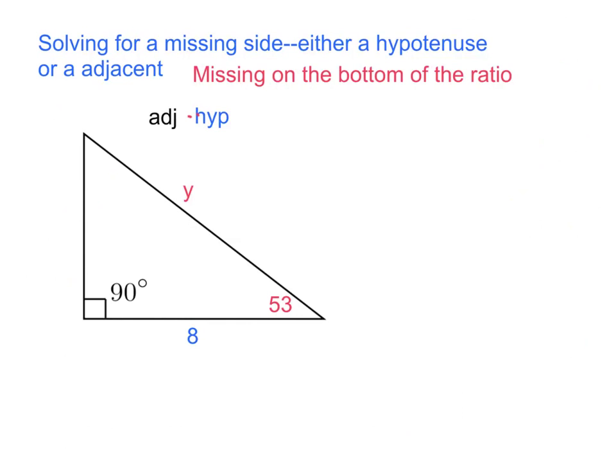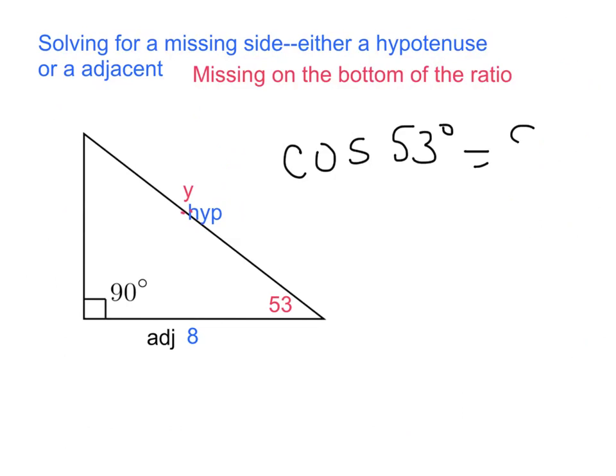So the first thing we have to do is always figure out what's what. Well, the 8 is beside the angle, so it's your adjacent, and the y is on the longest side, so that's your hypotenuse, and there's nothing on the opposite, and that's okay. So going back to our basics, what do we know about a and h? Well, a and h have to do with the ratio cosine. The cosine of 53 degrees is equal to 8 over our unknown hypotenuse.